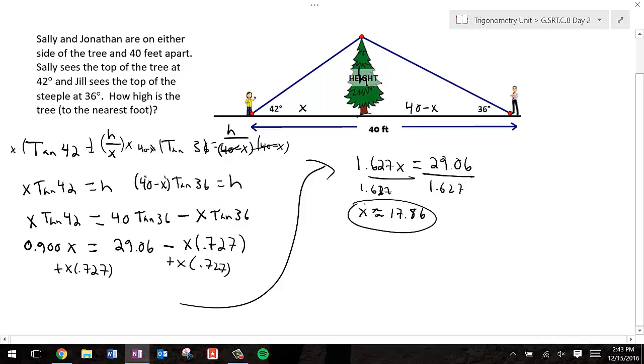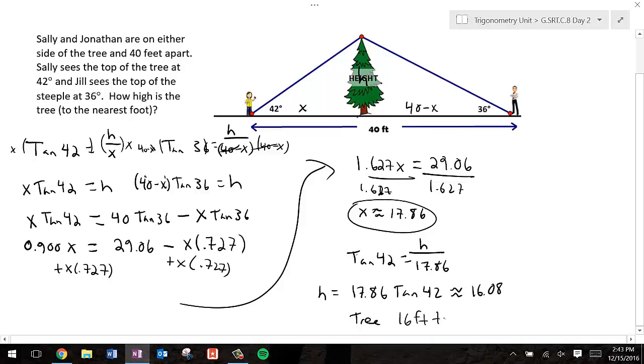We have to go back to our original equation and find the height. So I'm going to use the easier equation, which was Sally's: tangent of 42 equals my height h over this new x, 17.86. So I end up with h equals 17.86 times the tangent of 42, which is approximately 16.08 feet. And they want us to round to the nearest foot, so the tree is approximately 16 feet tall.